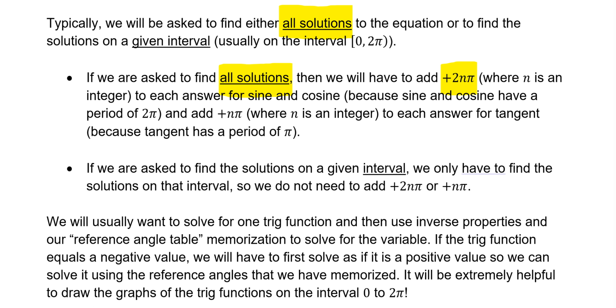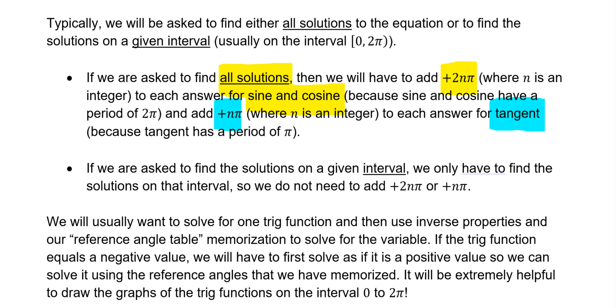So finding all solutions, we're going to find the answers between 0 and 2 pi. And then for sine and cosine, we're going to put plus 2n pi. And then for tangent, we're going to do plus n pi. So the reason why it's different for sine and cosine compared with tangent is that sine and cosine have a period of 2 pi. Tangent only has a period of pi. So finding all solutions, we're always going to have that at the end of the answers.